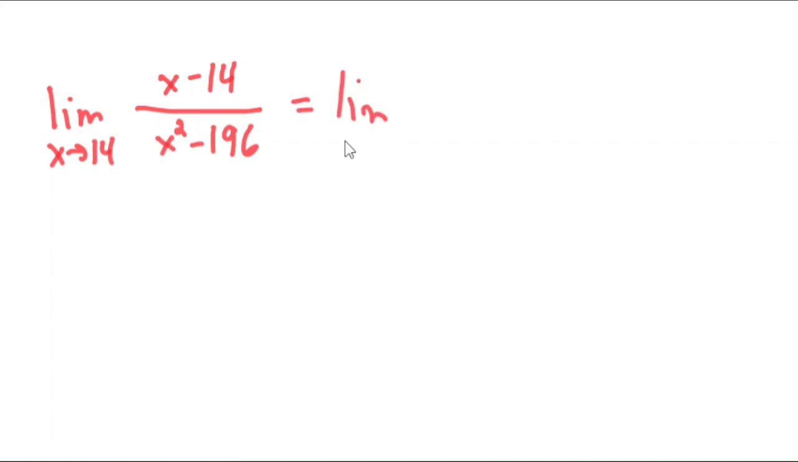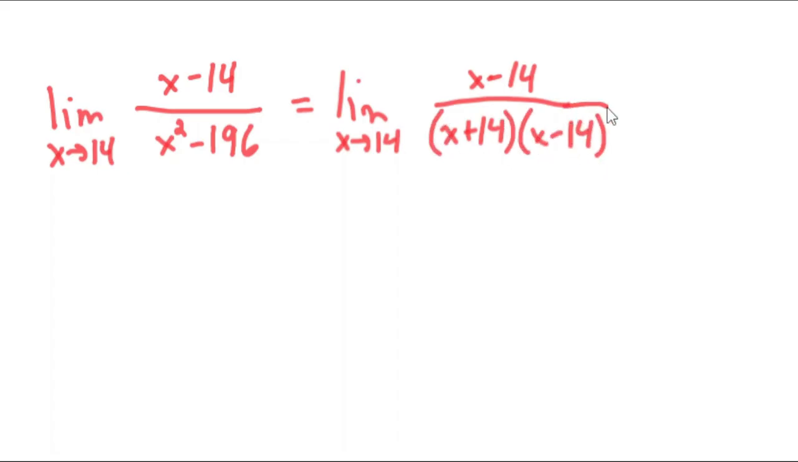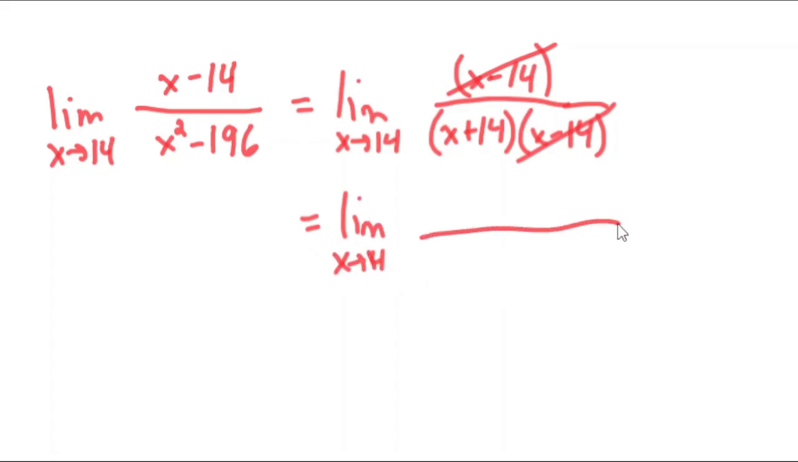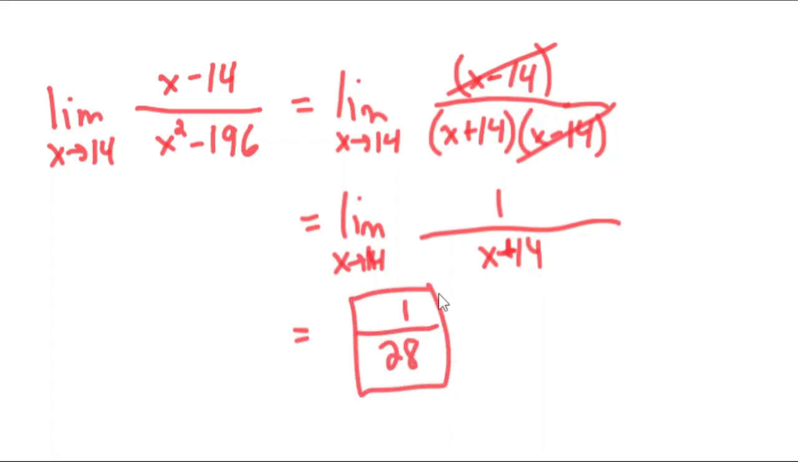Now notice that the denominator is a difference of squares. So the way that it's going to factor is x plus 14 times x minus 14. And again, 14 times 14 is 196. So this time we have these x minus 14 factors that will cancel. And we have limit as x approaches 14 of, well, notice that we have just 1 left in the numerator, and we have x plus 14 in the denominator. So now we can just plug in our 14. And when we plug in 14, we get 1 over 14 plus 14, 1 over 28. Okay, so that's our final answer.